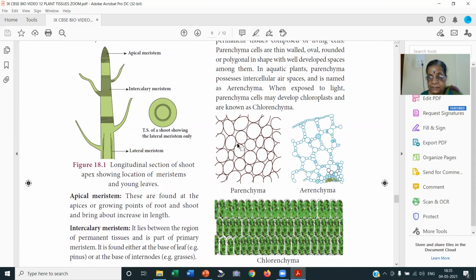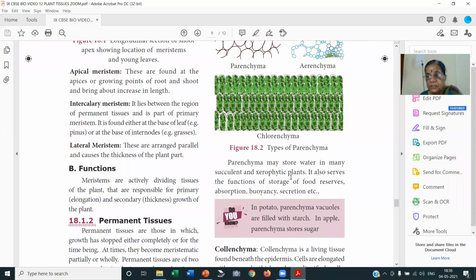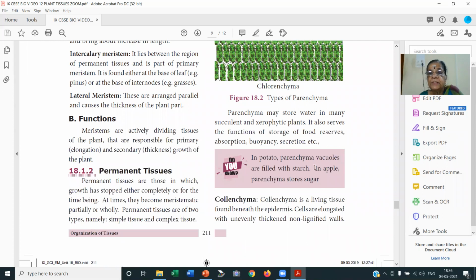Simple tissue, parenchyma. This is normal parenchyma. This is parenchyma. This is chlorenchyma. What is it? Parenchyma filled with chloroplast is called chlorenchyma tissue. I hope you understand. And then in potato, parenchyma vacuoles are filled with starch. In apple, parenchyma stores sugar. Just learn these two. Normally, fill up the blanks.